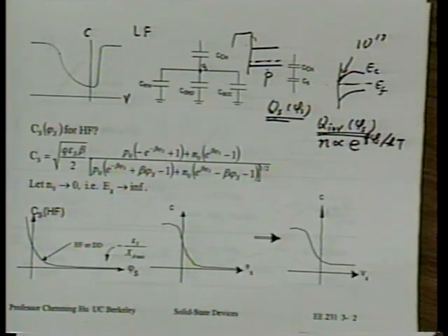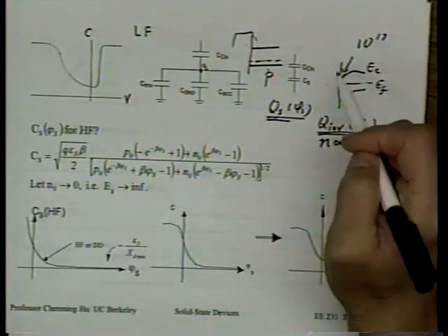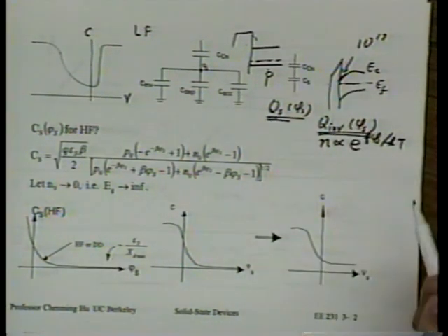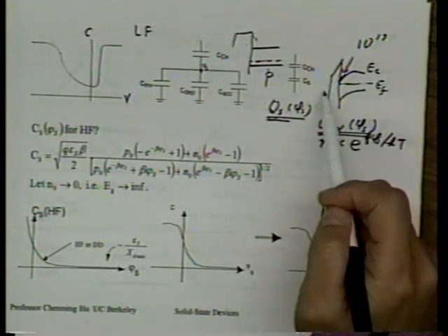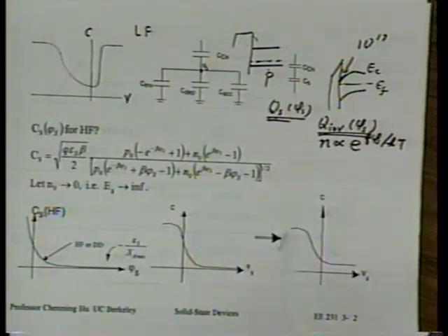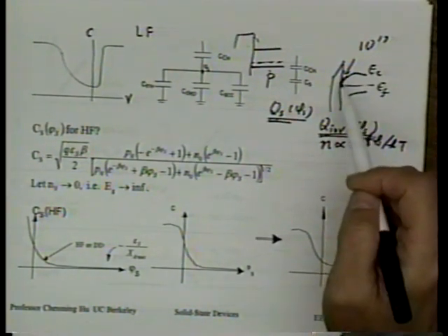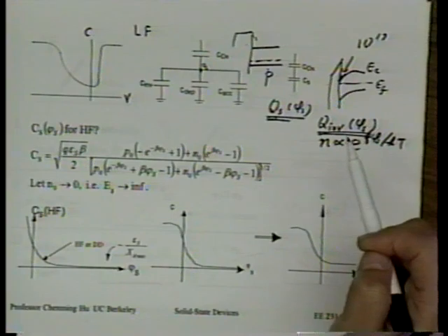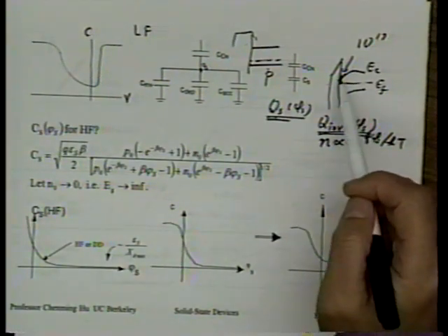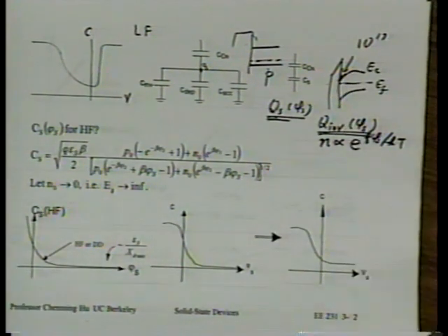Now I make the problem more complicated. This is our DC bias. What if I now apply an AC signal at 1 megahertz? So I wiggle this band bending, wiggle this phi s a little bit. Will the electron density wiggle with this change in phi s? The answer is no, again, because there's no supply of electrons. This electron density will not change at megahertz. There's no way for it to do that.